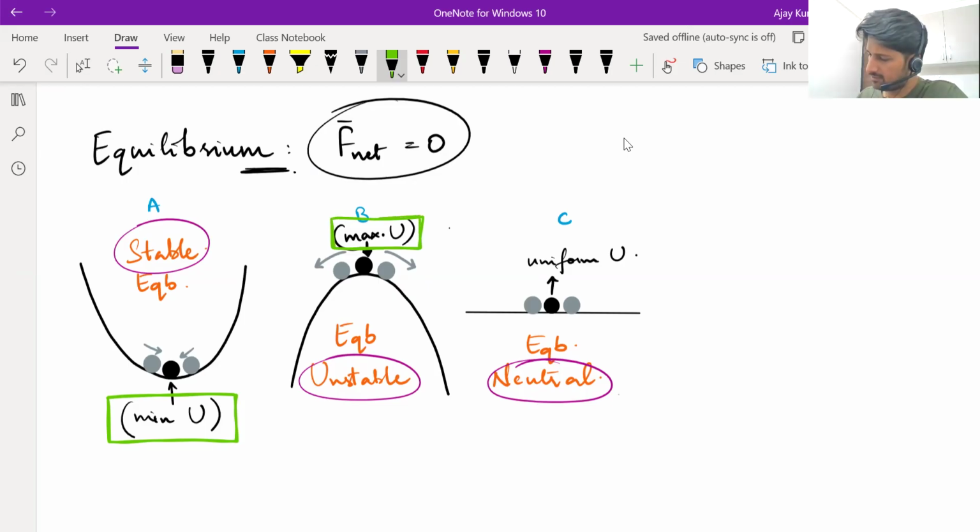And the third kind of equilibrium, neutral, where even if you take the object to the next position and leave, the object will neither have a tendency to come to equilibrium nor go away from equilibrium. That kind of equilibrium is called neutral equilibrium. And there the potential energy is uniform, neither maximum nor minimum.